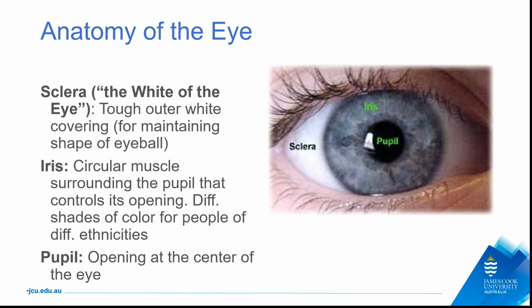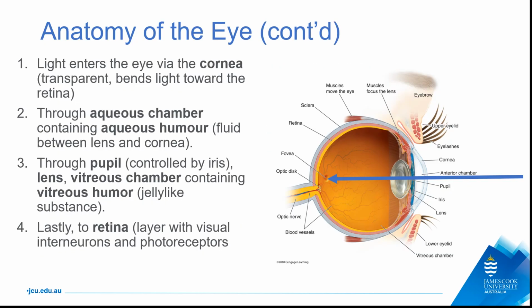And different shades of color for people of different ethnicities, right? So for Asian people, generally it's brown. It is not black, okay? It is brown, just different shades of brown. There's no black iris, strictly speaking. Don't get this wrong. So the pupil is the opening at the center of the eye, okay? The pupil is black, because internally our vitreous humor, that part is dark, that part is black. Okay, we'll come to that.